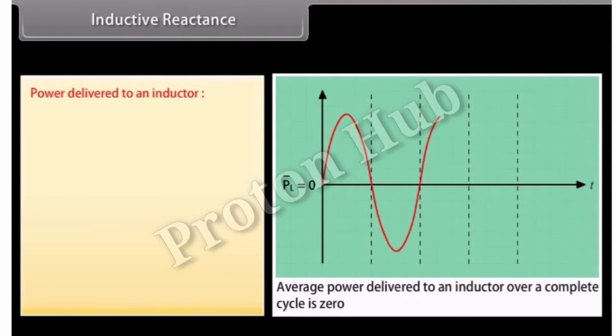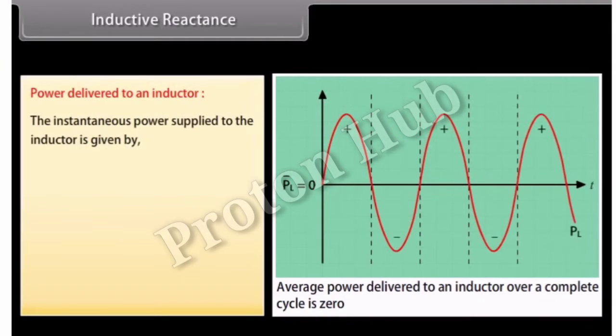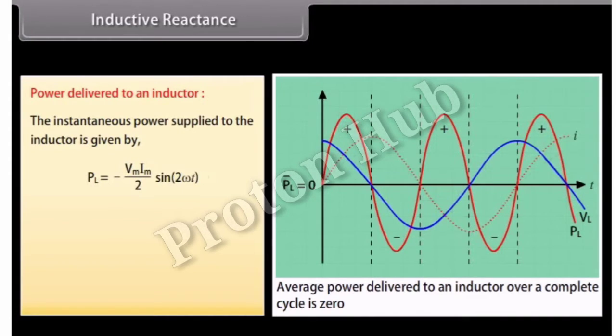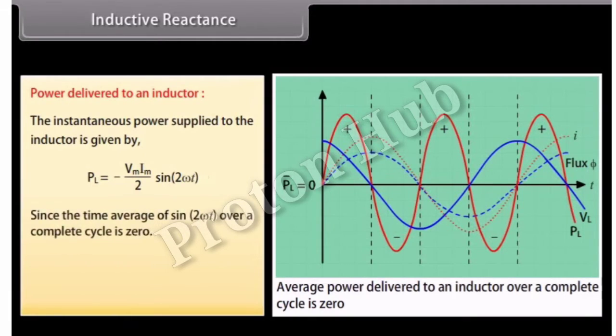Power delivered to an inductor. The instantaneous power supplied to the inductor is given by negative Vm Im by 2 multiplied by sin 2 omega t. Since the time average of sin 2 omega t over a complete cycle is 0, the inductor power is equal to 0.